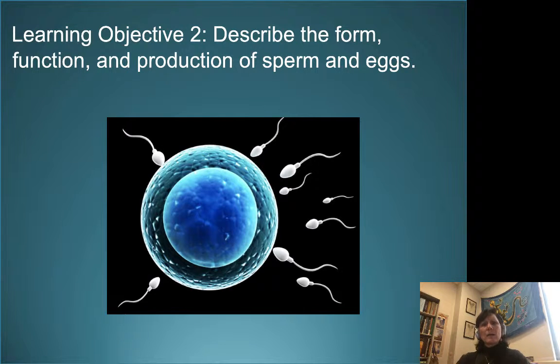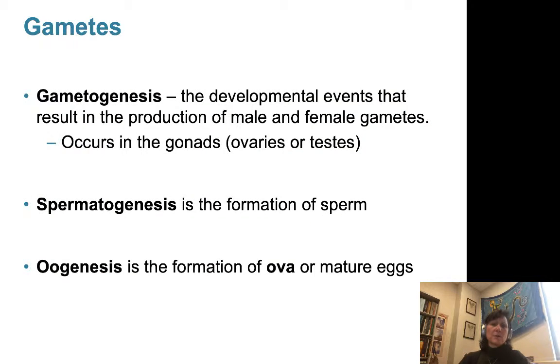Now I want to drill down into a little bit more detail involving the development of sperm and eggs, and then the union of those. Gametogenesis is the process where gametes are produced, and gametes are either eggs or sperm. Eggs are developed in the ovaries of females, and that's referred to as oogenesis. Spermatogenesis is the process for forming sperm, which occurs in testes.